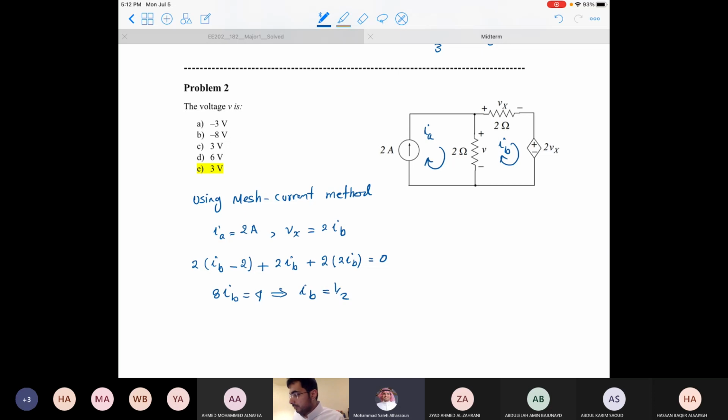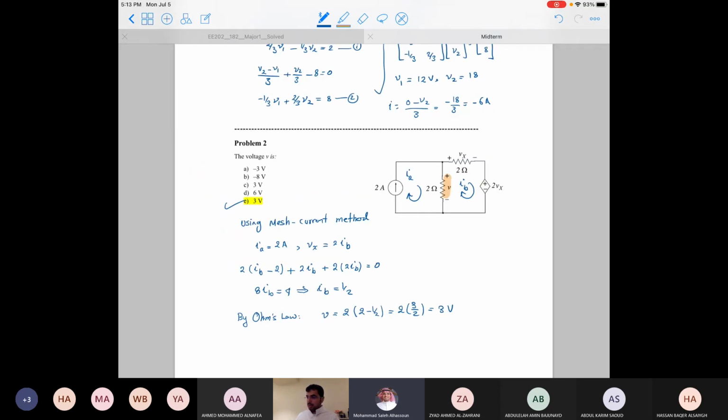Okay, but again, I'm not interested in finding IB. I'm interested in finding this voltage. So this voltage is, by Ohm's law, V equals 2 multiplied by the current. The current is going to be 2 minus 1/2. And this is going to be 2 multiplied by 3 divided by 2, which is 3 volts, which is the solution to this problem.